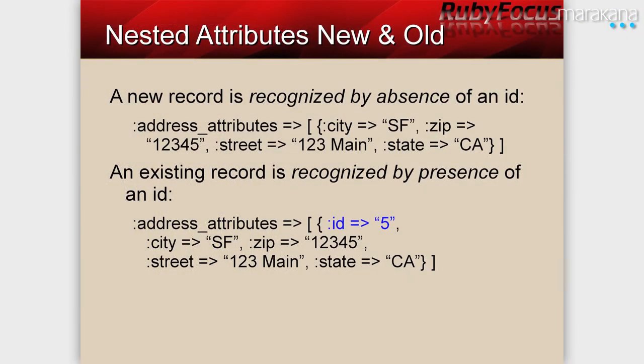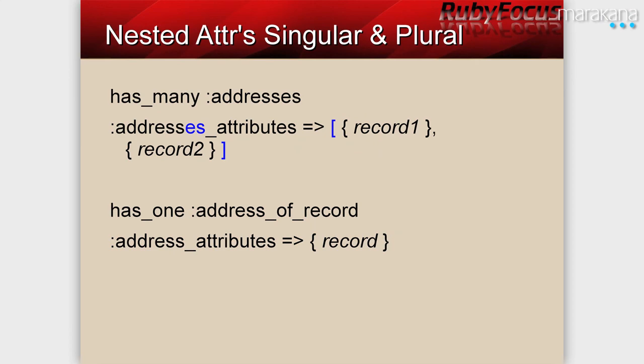So a new record, we did create only, right? A new record is recognized by the absence of an ID. Read this carefully. So we have the city, the zip, the street, and the state. If you want to update an existing record through this mechanism, you need to put in the ID. It tells the difference between existing and new, whether or not the ID is present. So an existing record is recognized by this. If this is not here, it thinks it's a new record. There's singular and plural. I mentioned this already with the array brackets and the plural here.